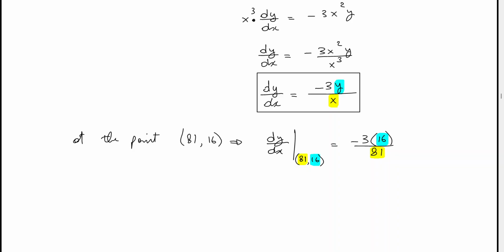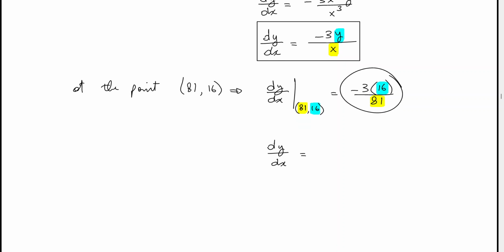And so that's it. The dy over dx that we're searching for is whatever this guy is. You can plug it in your calculator to get the answer or do it by hand. It's up to you. I can notice that the 3 and the 81 can be divided by 3. So if I divide them both by 3, I end up with negative 16 over 27, and that's my final answer.